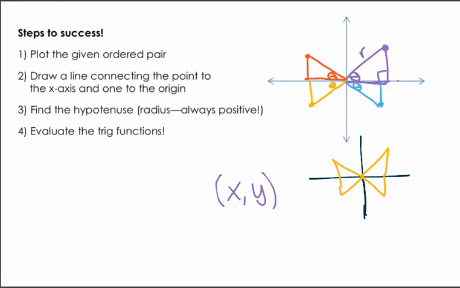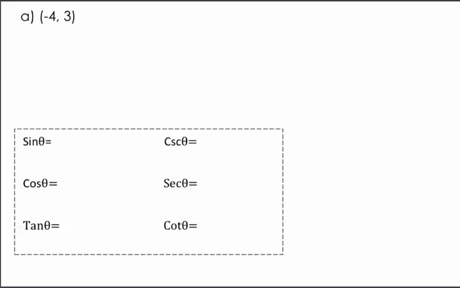So let's go ahead and give it a try. Looking at example 1 here, we have the ordered pair -4, 3. It's asking us to evaluate trig functions given this point, exact answers only. Exact answers are telling us we have to use radicals if we're given that option, no decimals.